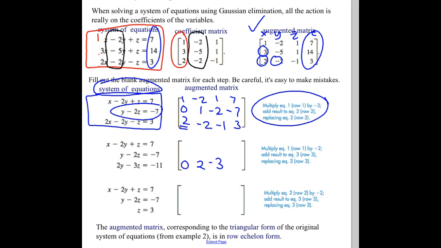-2 times 7 is -14. Adding to 3 is -11. And that's my bottom equation. And again, we didn't change the other 2. Okay? So it's just showing you that we can do the same thing with a matrix as we did with a system of equations. So what's my bottom equation going to look like, or my bottom matrix?